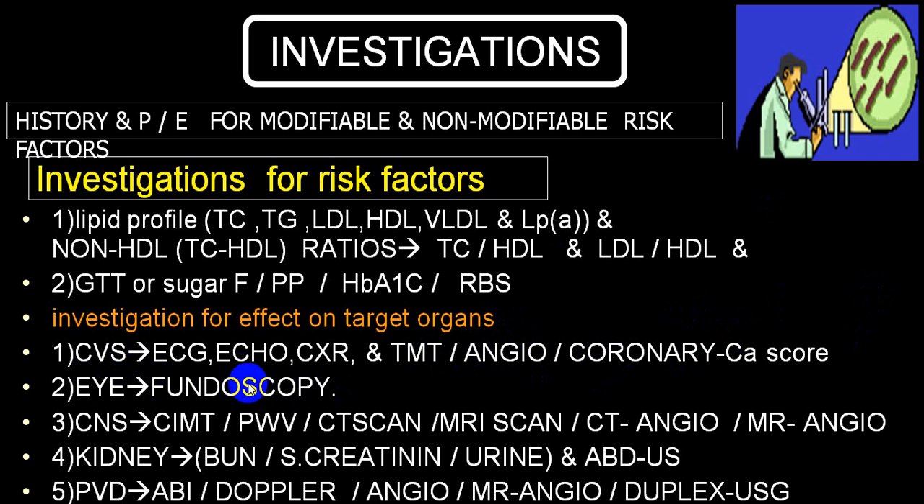As far as eye is concerned, fundoscopy. CNS, you can have carotid intima media thickness, pulse wave velocity, CT MRI or CT angio or MRI angio. In kidney, blood urea, serum creatinine in urine, abdominal ultrasound. Peripheral vascular disease, you can go for ABI index, Doppler, or if required MR or CT angio, or you can have a duplex Doppler ultrasound. All these are investigations which can help you to identify. These are for risk factors and these are for effect on the target organs.